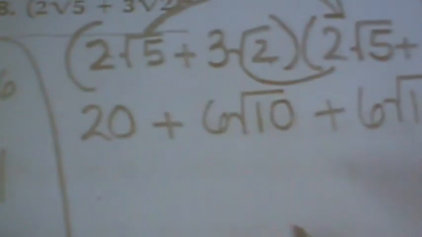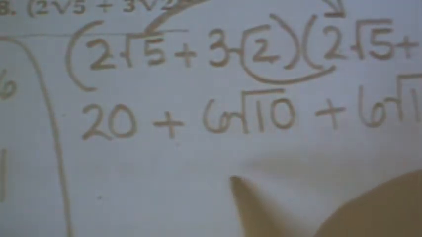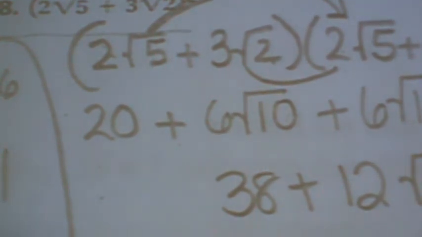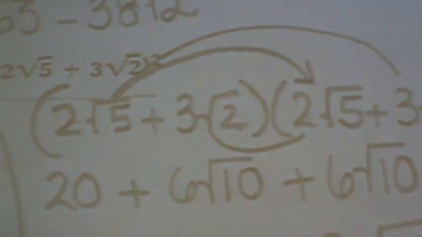So simplify this. 20 and 18 is 38, and 12 root 10. And that's your homework. Thank you.